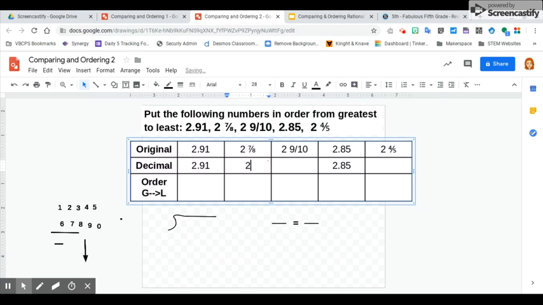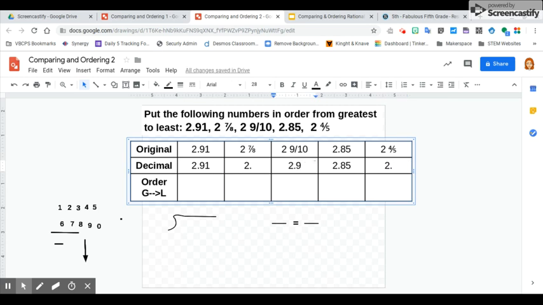So I'm going to write 2 point something, because I know that 2 and 7/8 is going to be 2 point, and then whatever the 7/8 is as a decimal is what I'm going to put after the decimal point. Same thing with 2 and 9/10, I'm going to put 2 point something, and 2 and 4/5, I'm going to put 2 point something. Now, the easiest one of these 3 is 2 and 9/10, because I know that 2 and 9/10 would just look like 2.9.